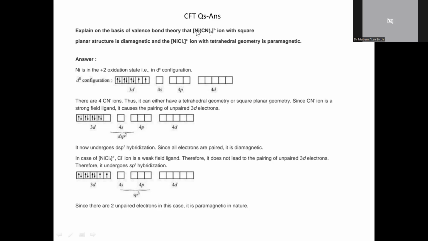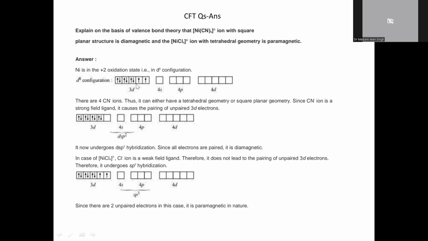As I mentioned in the class. Here there are 4 CN ligands, so it can either have tetrahedral geometry or square planar. Since CN is a strong field ligand, it causes pairing of unpaired electrons.